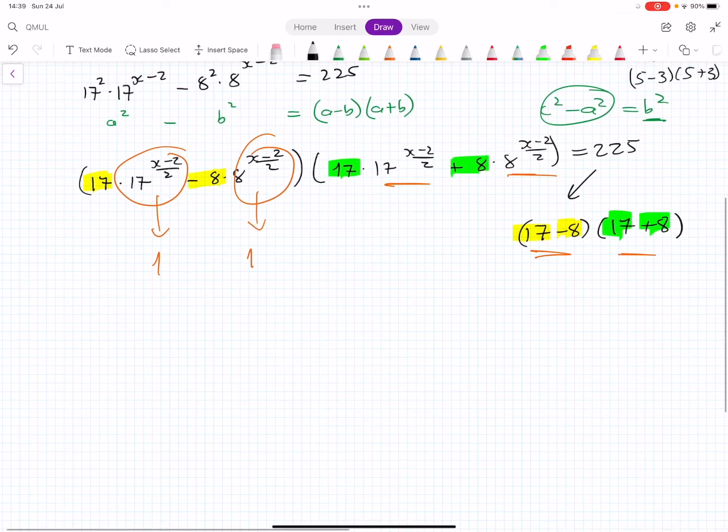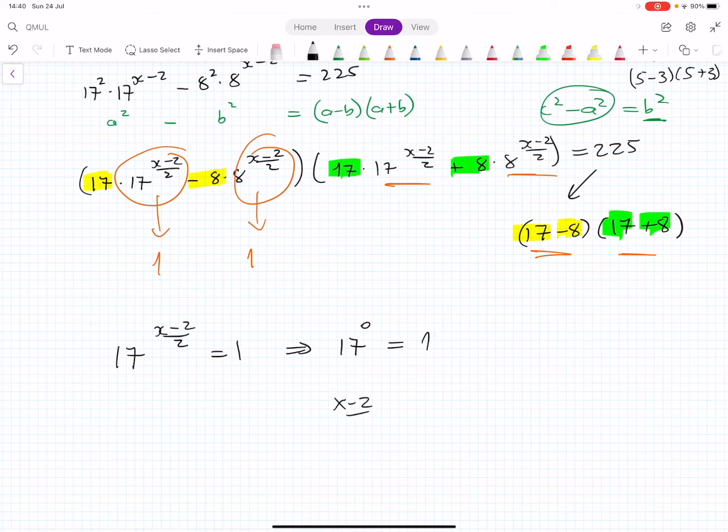For 17 to the power of (x minus 2) over 2 to be 1, as you know, the power has to be 0. In other words, (x minus 2) over 2 is 0, which implies x is equal to 2, which agrees with the Pythagorean method, right?